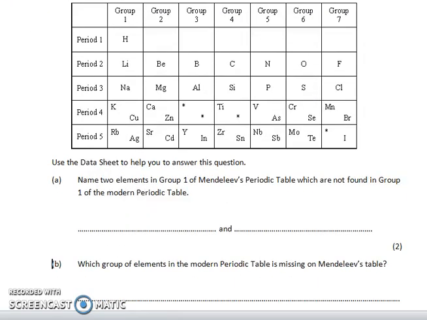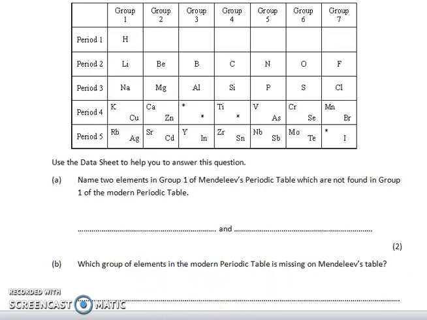So in this one, done quite well on this one. It does say name 2 elements, so if you wrote the symbols, you're only getting 1 of the 2 marks, because it tells you to name it, so write the name. And we could have had anything from hydrogen, copper, or silver. The other ones are in group 1. Lithium, sodium, potassium and rubidium are in group 1.